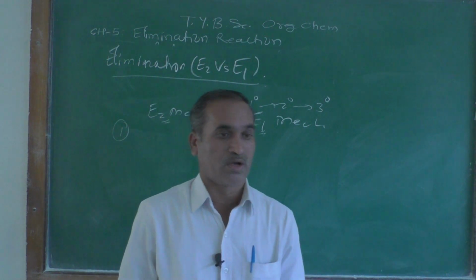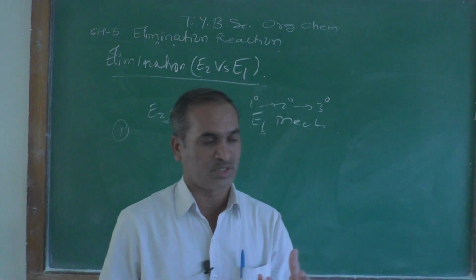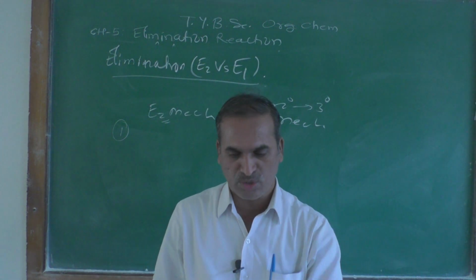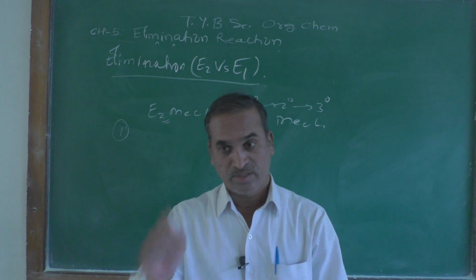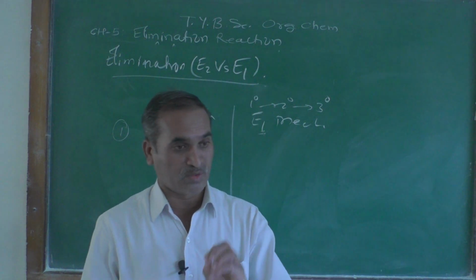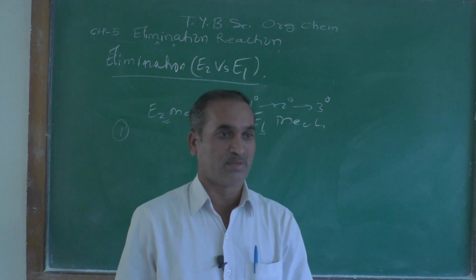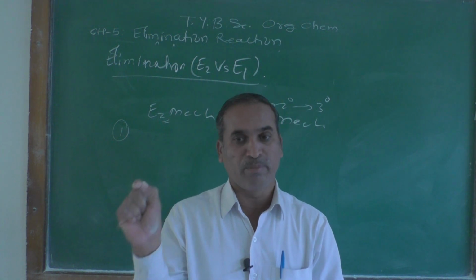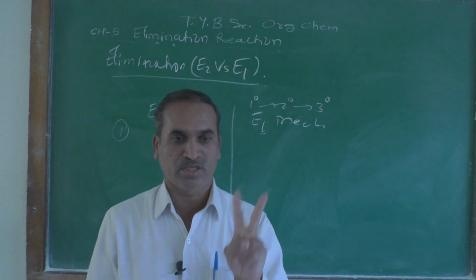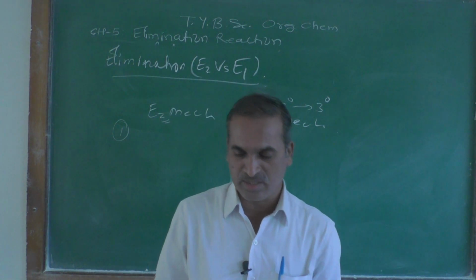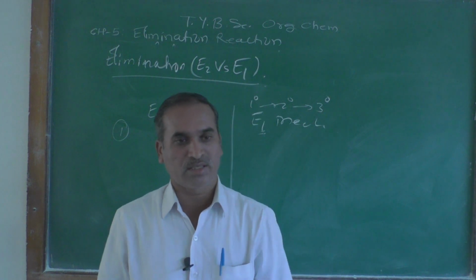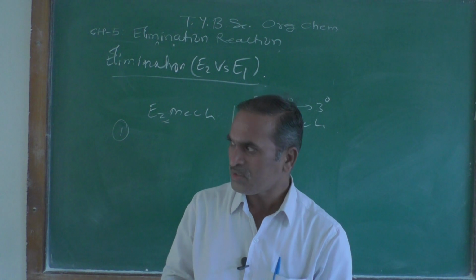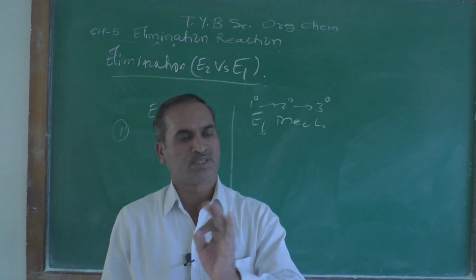And there are more 5 mark important questions. What is the E2 mechanism? Give the evidences of the E2 mechanism. And the second important 5 mark question: what is the E1 mechanism? Give the evidences of the E1 mechanism. Those two questions are very important from the exam point of view. And the last one, write notes on the E1CB mechanism.